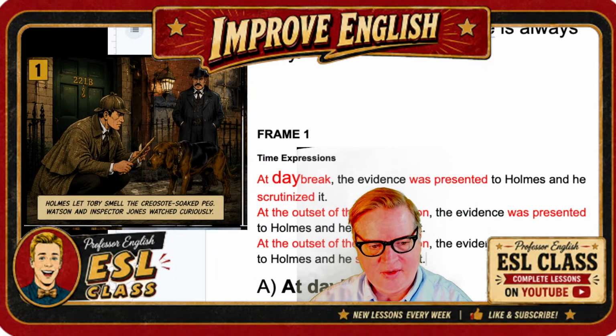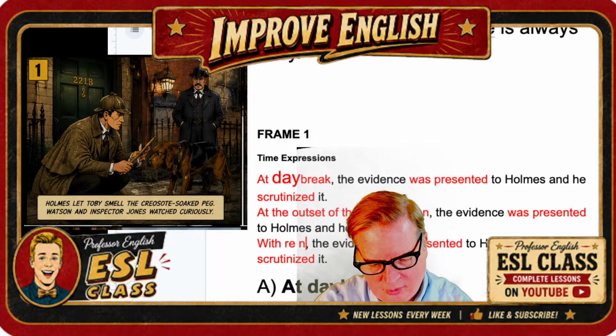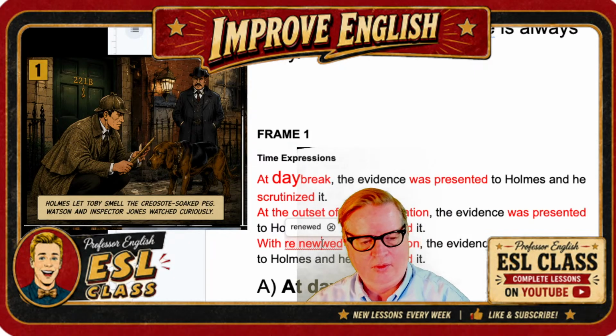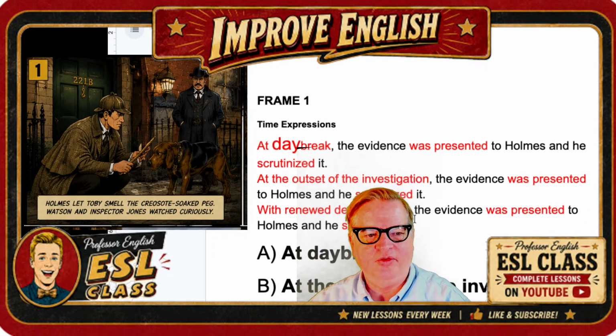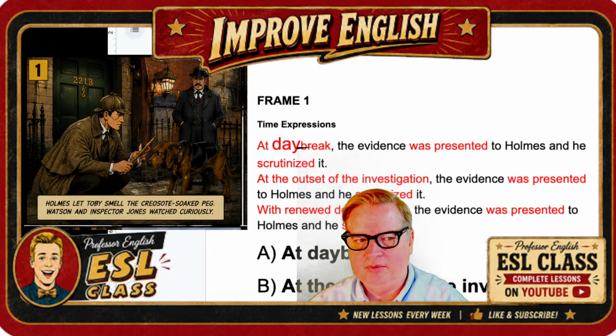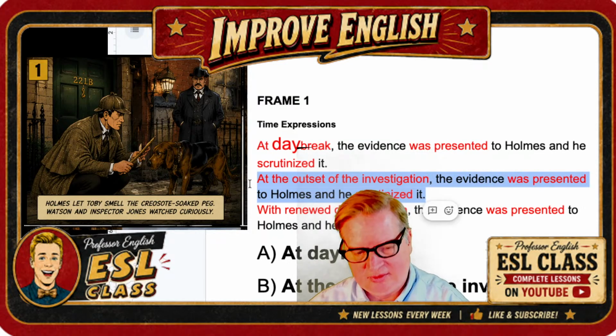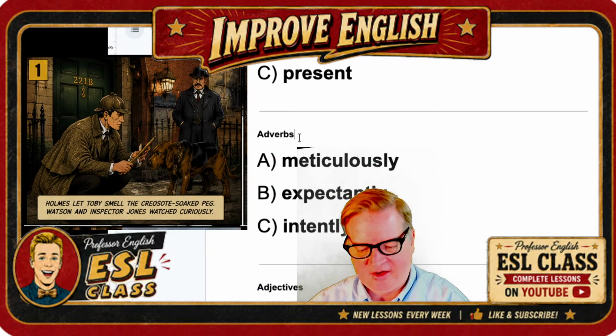Okay, that's good. Now we have one more, which is with renewed determination. With renewed determination, the evidence was presented to Holmes, and he scrutinized it. So we have three different time expressions, and which one do you choose to continue the story? I think it would make more sense at the outset of the investigation. Okay. All right, so now we will move down to the adverbs.